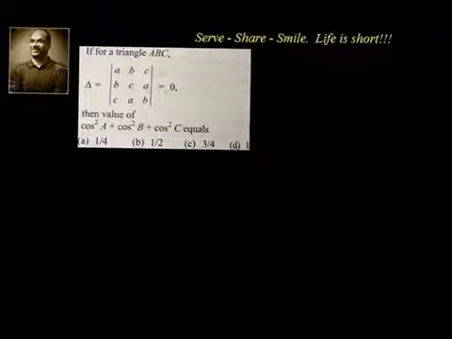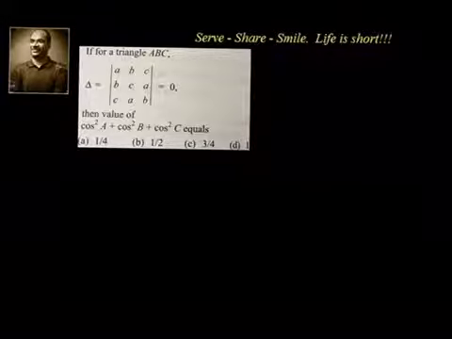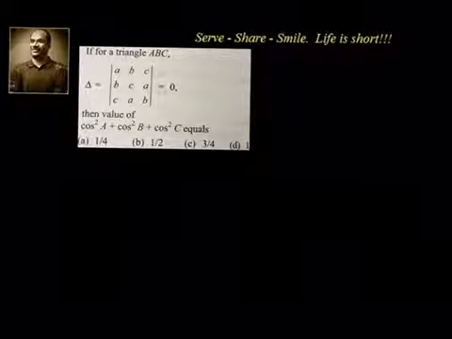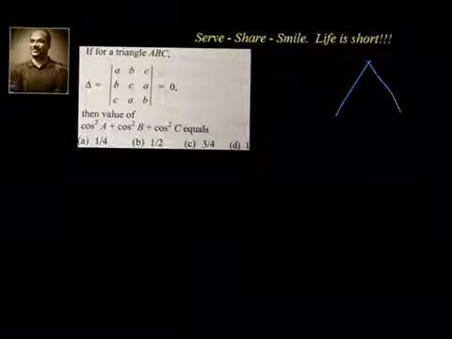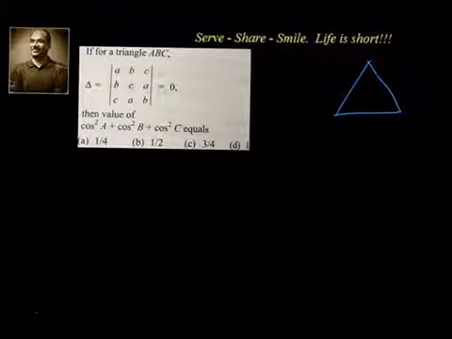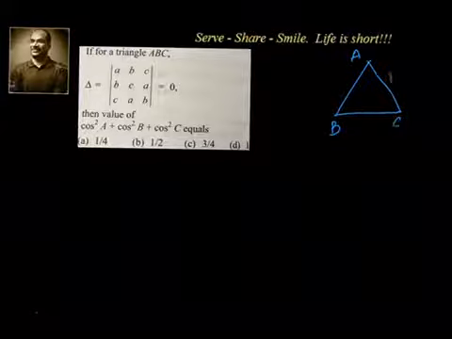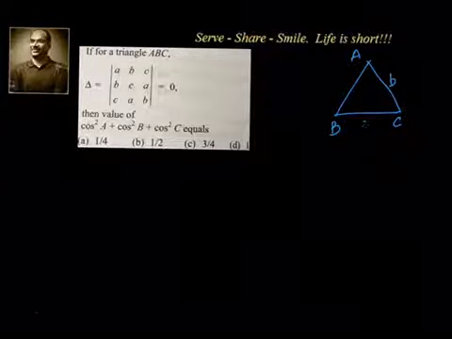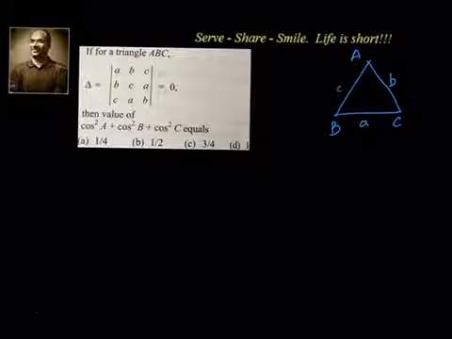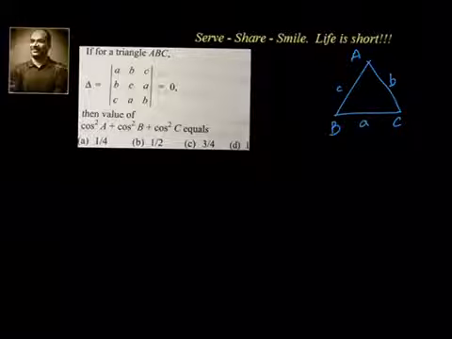First we'll try to find out the determinant. Before that, I'll just write down the triangle we are talking about. Suppose this is our triangle A, B, C. Then opposite to B we have small b, opposite to A we have small a, and opposite to C we have small c. First let's go ahead and find out the determinant of this.